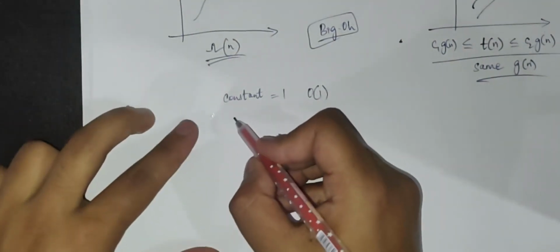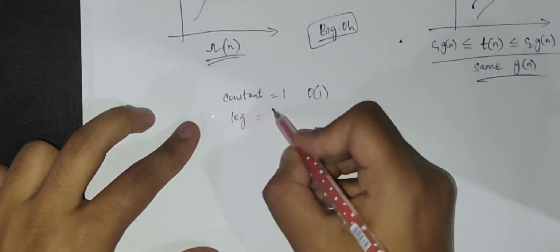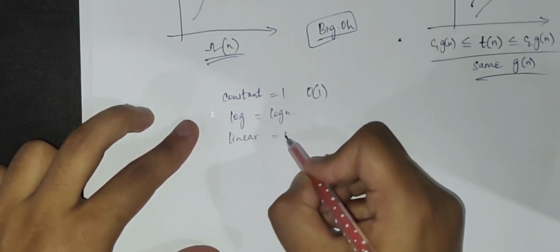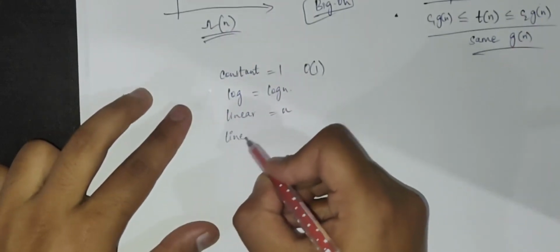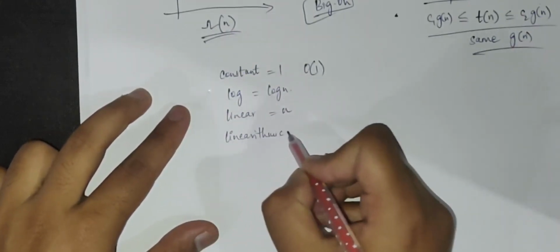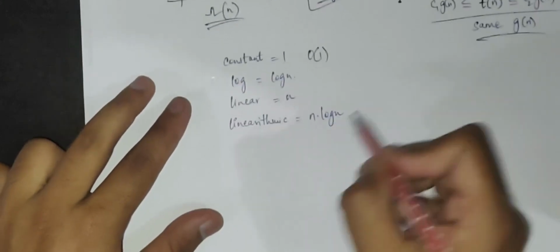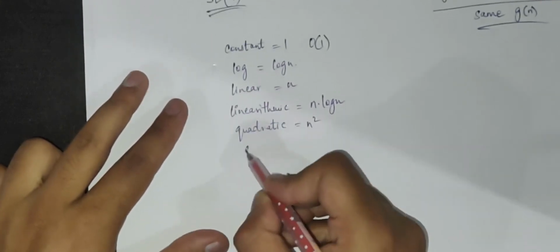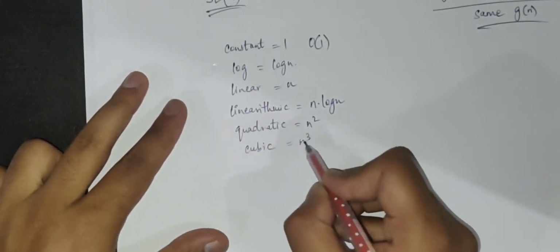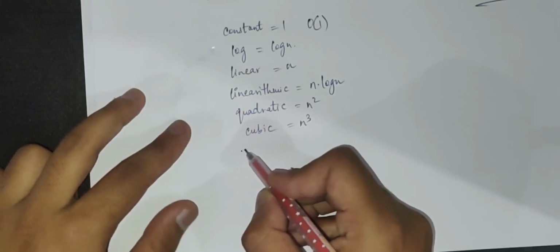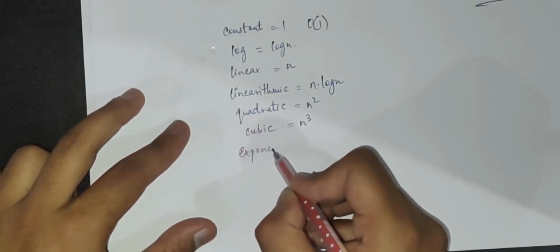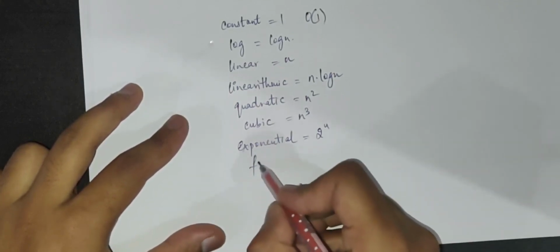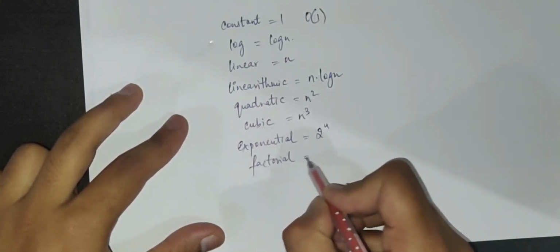Then you have logarithmic, which is log of n. Then you have linear, which would be n. You also have linearithmic, which is n log n. Then there is quadratic, which would be n square. Then you have cubic functions, n cube. Then you have exponential, which would be 2 power n. Then you have factorial, which is n factorial.